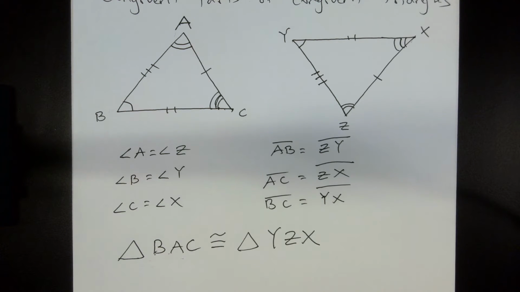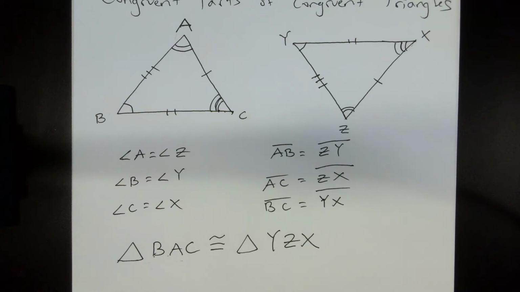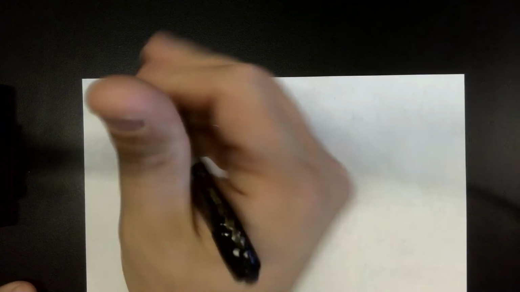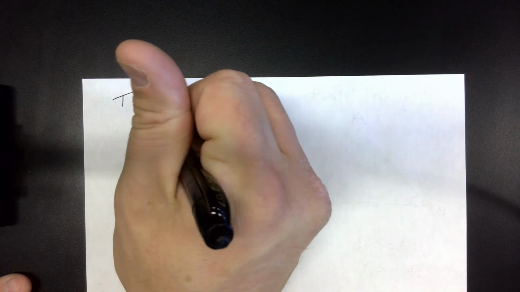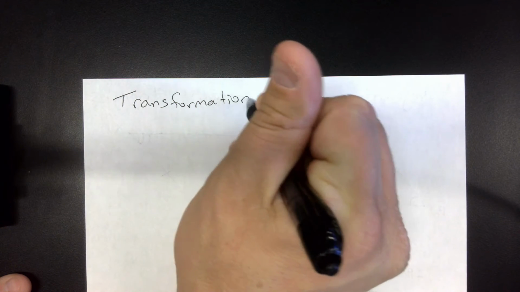Okay, here we go. Any questions on how to write triangles congruent and how to prove that two triangles are congruent? Okay, we've got to go on to the next part. This lesson's broken into two oddly different parts. The next part is transformations.